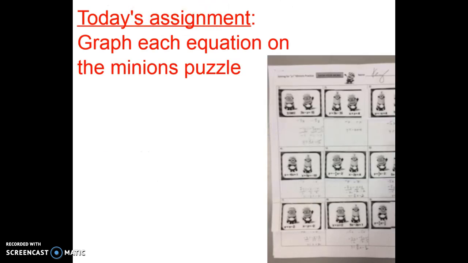We are finishing the unit, so you need to review, and our test should be on Wednesday. So go ahead and begin your review packet if you are done with your Minions puzzle and graph.